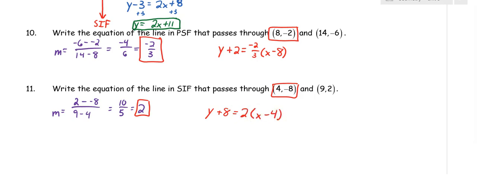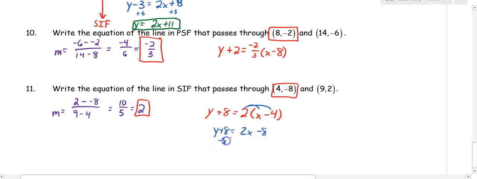So to move into slope intercept form, remember there's 2 steps. We distribute first. So we get y plus 8 equals 2x minus 8. And then we're going to subtract 8 from both sides. So we get y equals 2x minus 16.